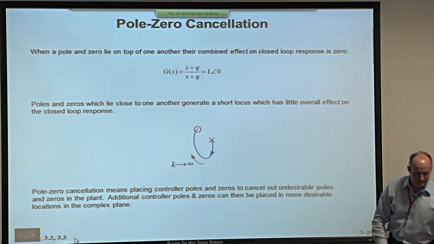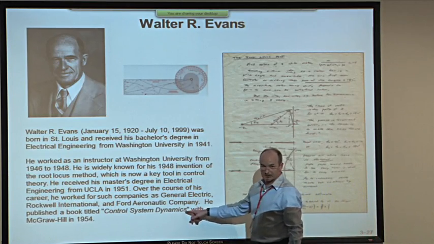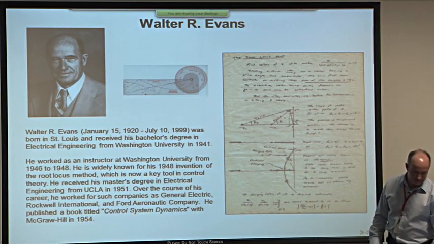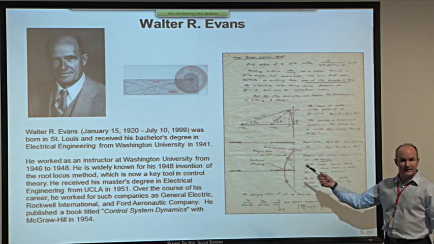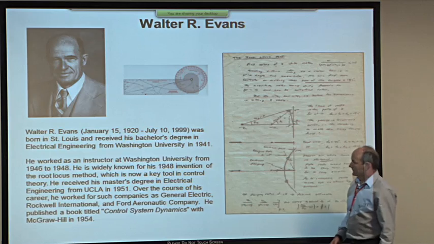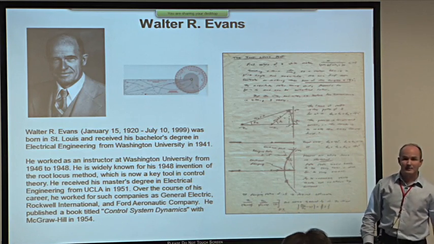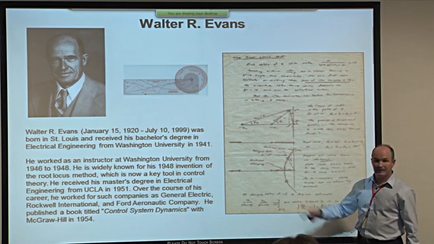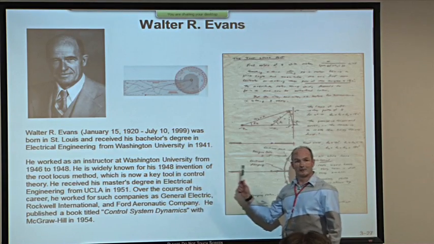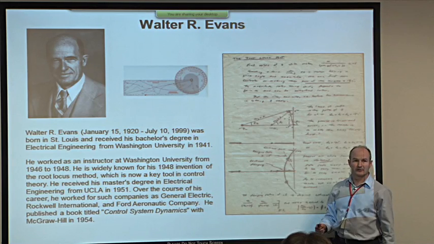All right. Now, this method was first published in a book called Control System Dynamics by a man called Walter Evans. Evans was a little bit different from Black and Nyquist and people like that because although he started out as an instructor in university, he then went on to industry and he worked for companies such as GE and Ford and Rockwell. And at the end of his time as an instructor at Washington University, he published this book. It took, unfortunately, a few years to publish. It didn't appear until 1954. But it contained the first description of the root locus method, 1954.